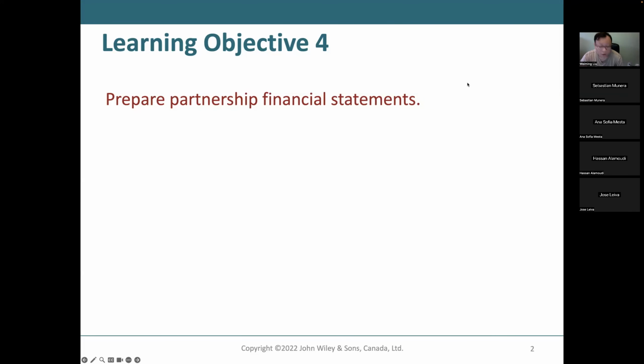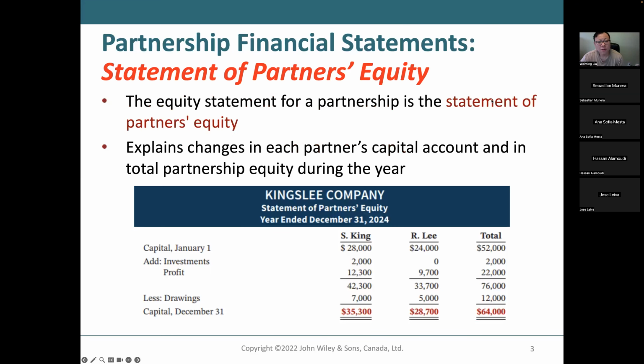Okay, so learning objective number 4 is to prepare the partnership financial statements. We mentioned that a partnership is a legal entity. It's also an accounting entity, so a partnership has to prepare financial statements, but it's not a tax entity. So a partnership does not pay tax. Let's take a look at the partnership financial statements.